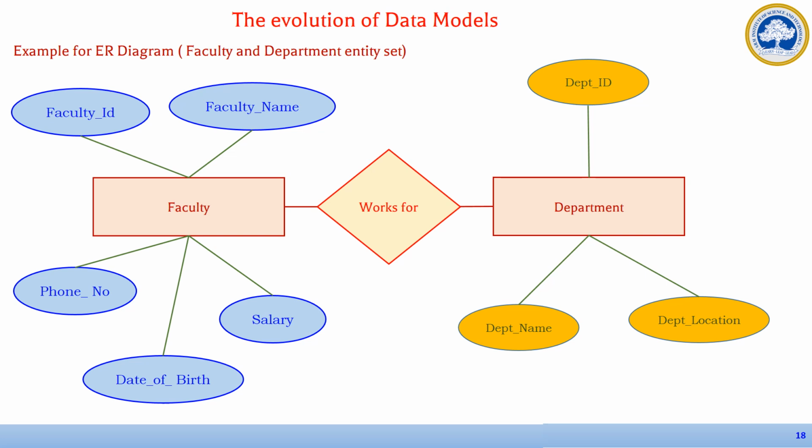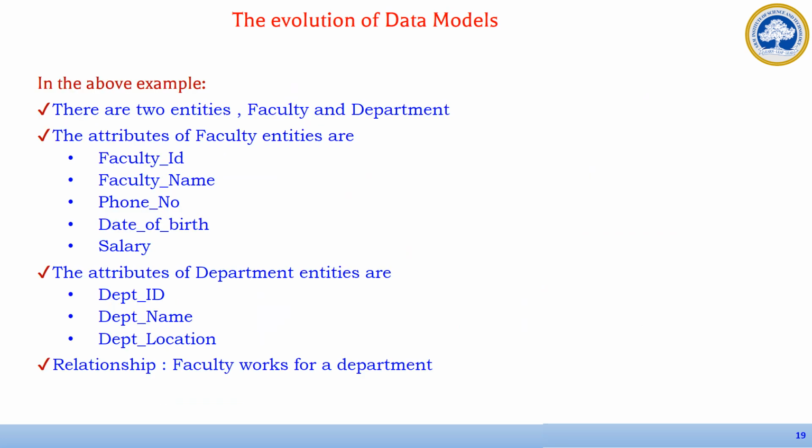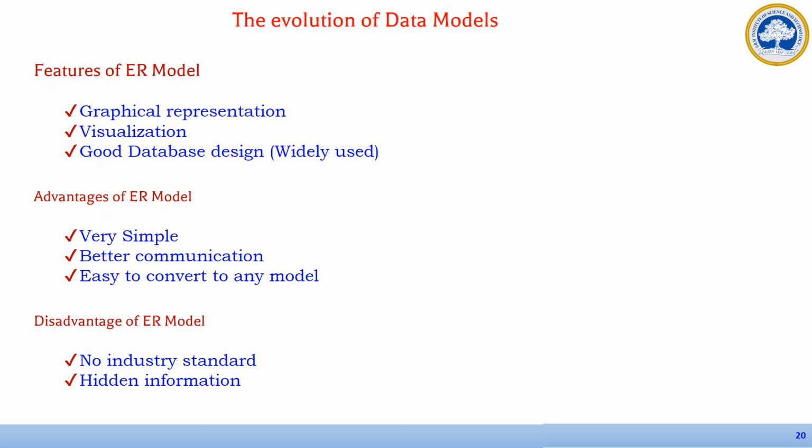In this ER model, for example, faculty works for department. Faculty has faculty ID, name, phone number, date of birth, and salary. The department has department ID, name, and location. So in the above example, there are two entities, faculty and department. The attributes of the faculty entity are ID, name, phone number, and date of birth. The attributes of the department entity are department ID, name, and location. The features are graphical representation, visualization, and good database design. The advantages are better communication and easy conversion. The disadvantage is no industry standard.